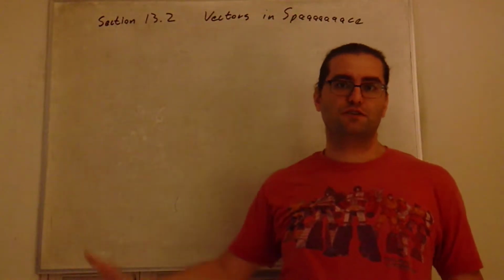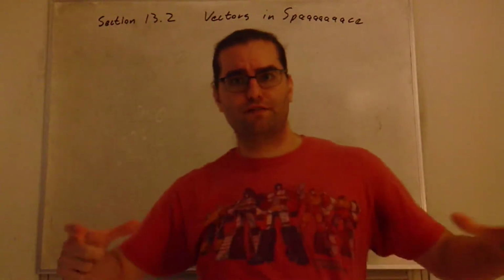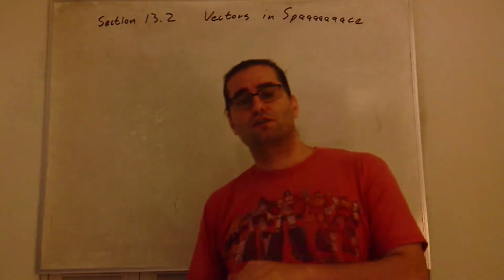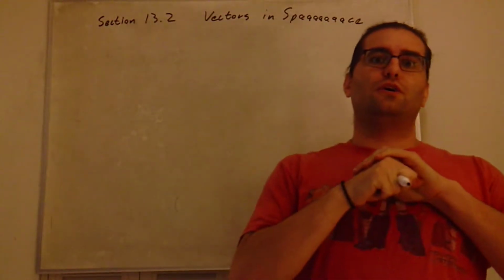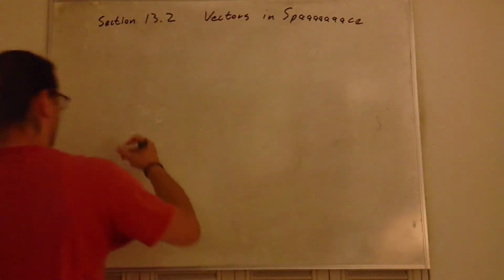All the vectors that we talked about in the last video, in section 13.1, were planar vectors. They happened in the xy plane. Today, we're going to talk about what those things look like when you add another dimension. And honestly, it's kind of boring.